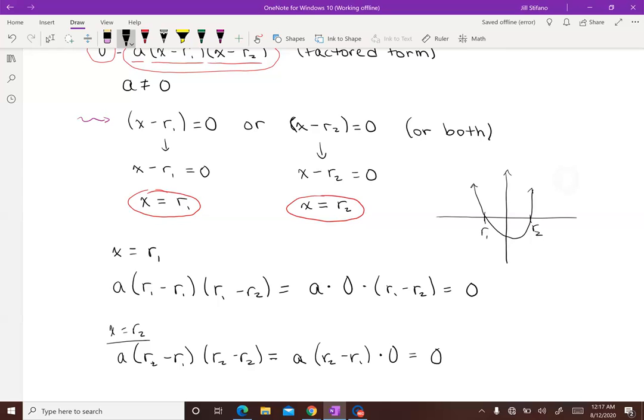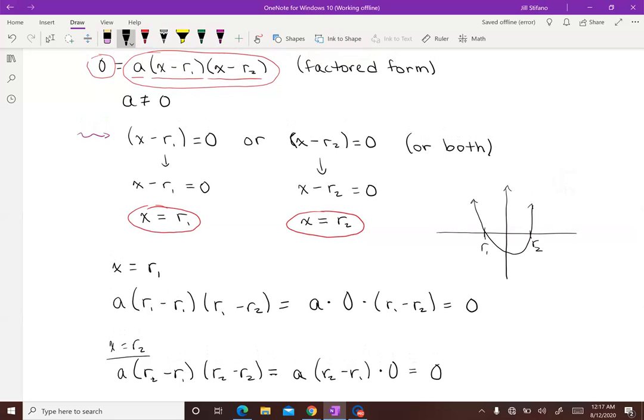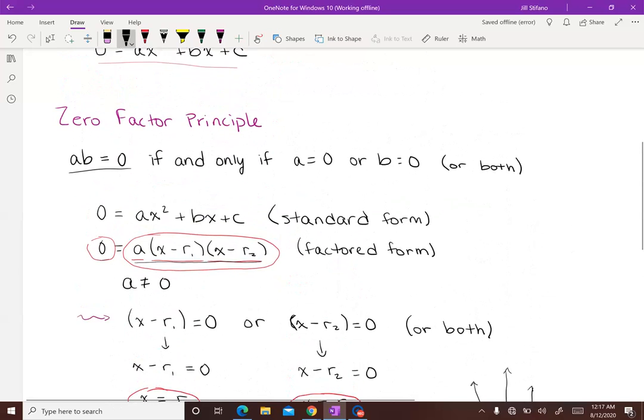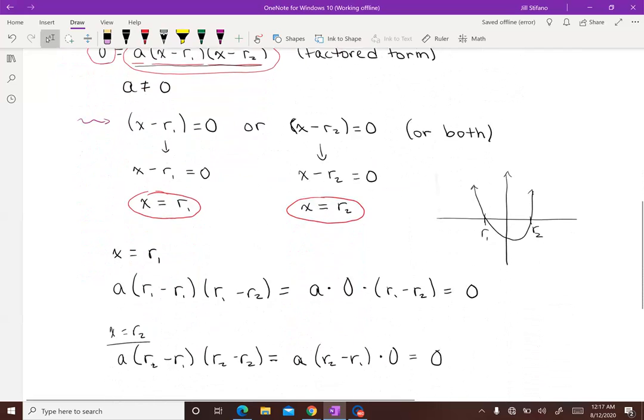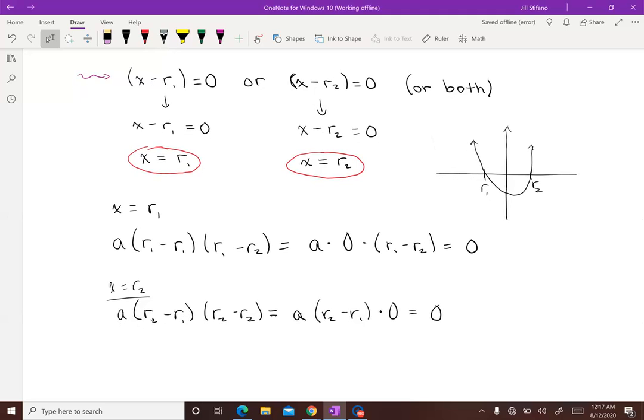So once we get our function into factored form and we set it equal to 0, we can use the zero factor principle to solve for our x-intercepts. This is the idea of this section.